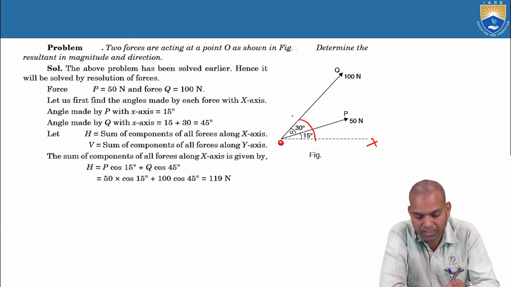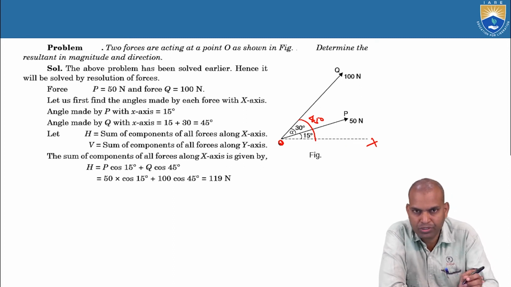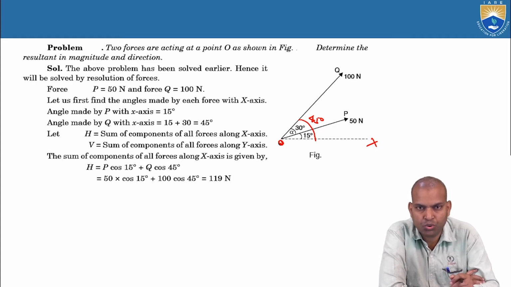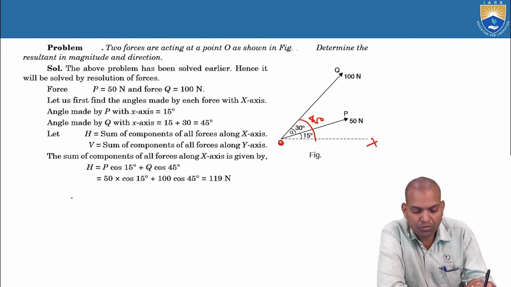But what about OX? It is 45 degrees. So the very simple methodology we follow here: whatever the forces acting on a particle, we make OX the reference, such that all terms become positive. Very simple. Now, P equal to 50 newtons, Q equal to 100 newtons.